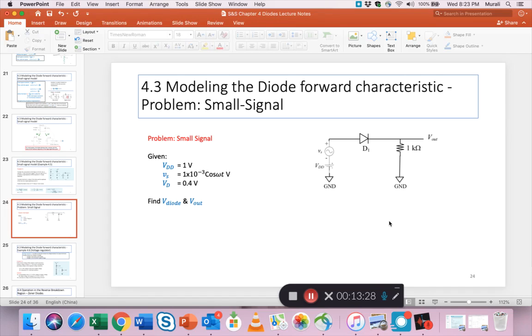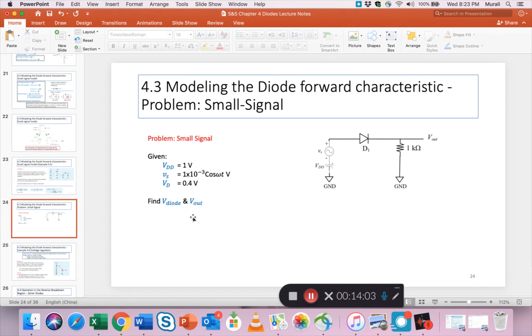So given that, he's asking us, and also the circuit is drawn somewhat differently. The output is taken out from across the 1K resistor, not from across the diode itself. In the previous example, the voltage output was taken from the diode. In this case, it's taken from the resistor. But it's a small circuit, so we can always shift between the two voltages. So the question is asking us to find the V small diode and V small out.